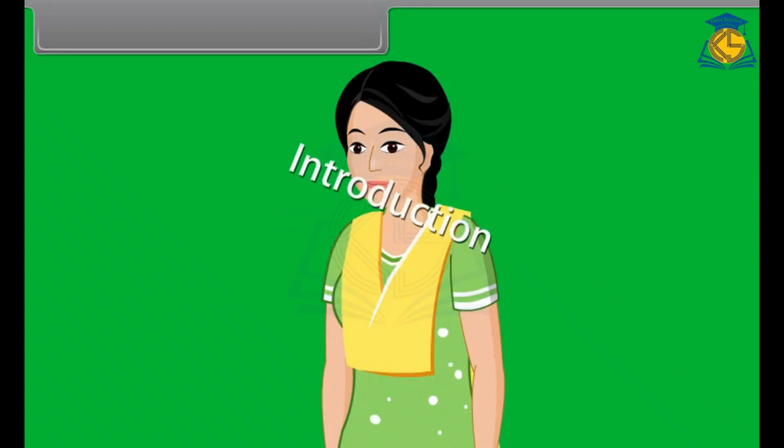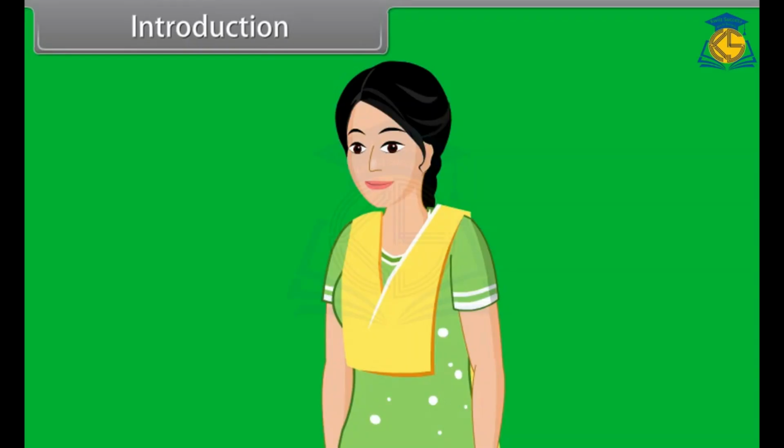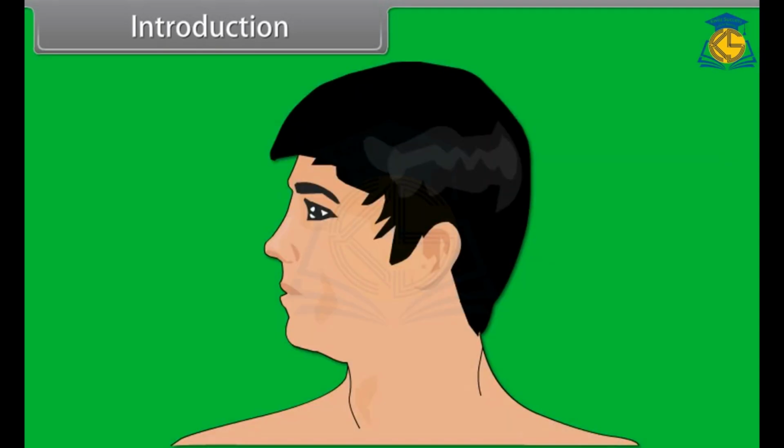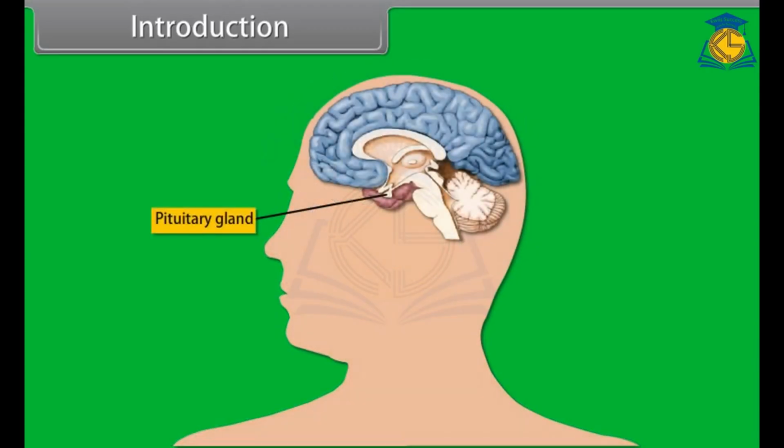Introduction. Hey kids, in this lesson you will learn chemical coordination and integration in human body. Do you know how we grow in size? Growth is a very complex process involving coordinated action of several hormones. Majorly, growth hormones are responsible for stimulating growth of the body, which is released by pituitary gland.